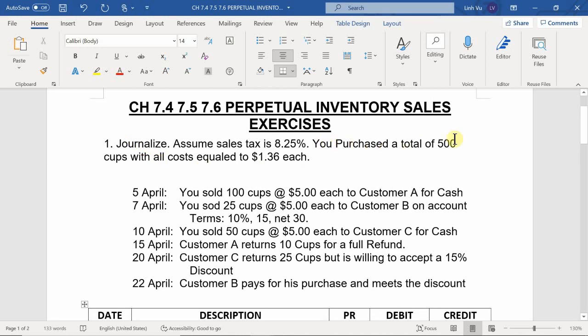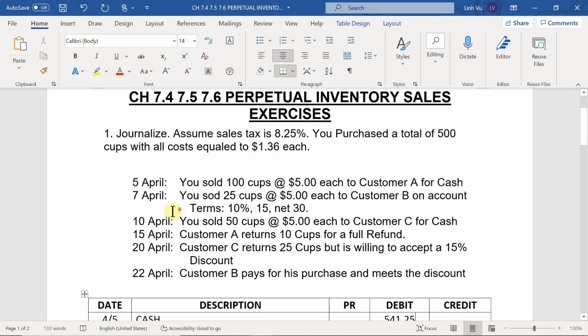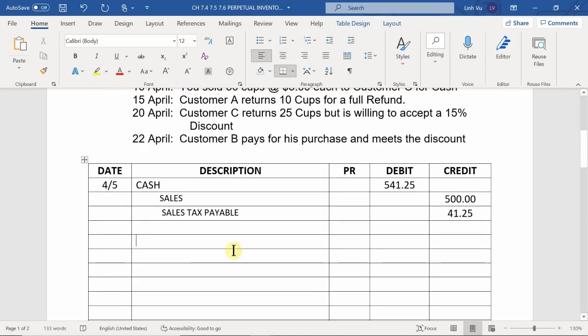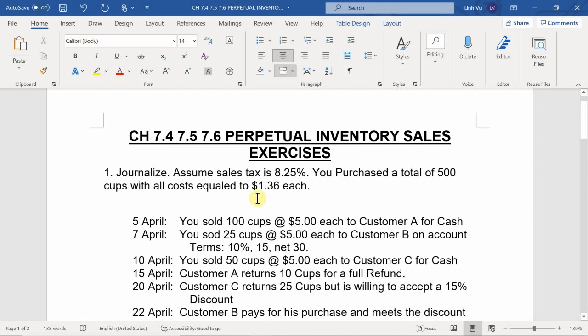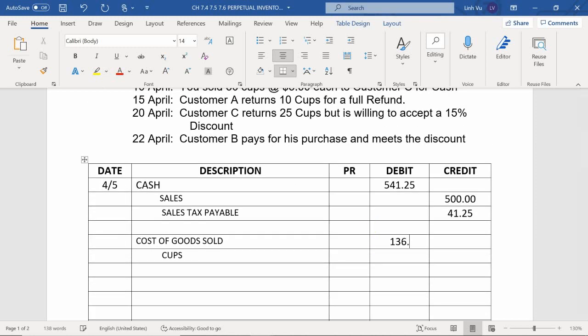Because we have this line right here where each cup is going to cost me $1.36 each. So what's my cost of goods sold going to be? If it costs me $1.36 and I sold a total of 100 cups. $136. 136, good. And you're gonna take that directly out of your cups inventory. This is where I'm gonna go ahead and include the line that I sold 100 cups to customer A.